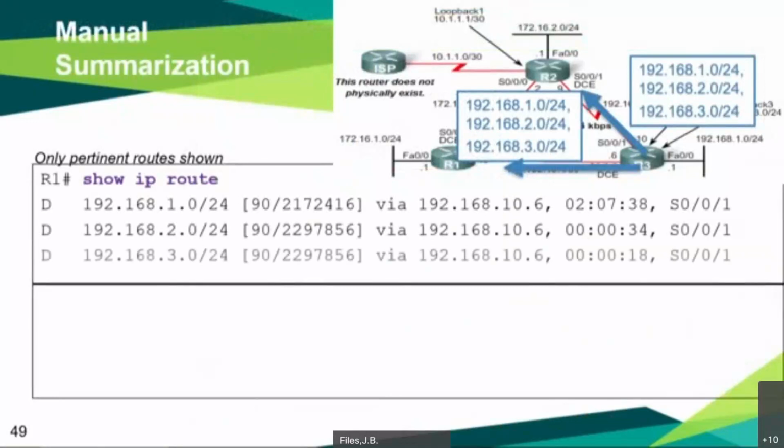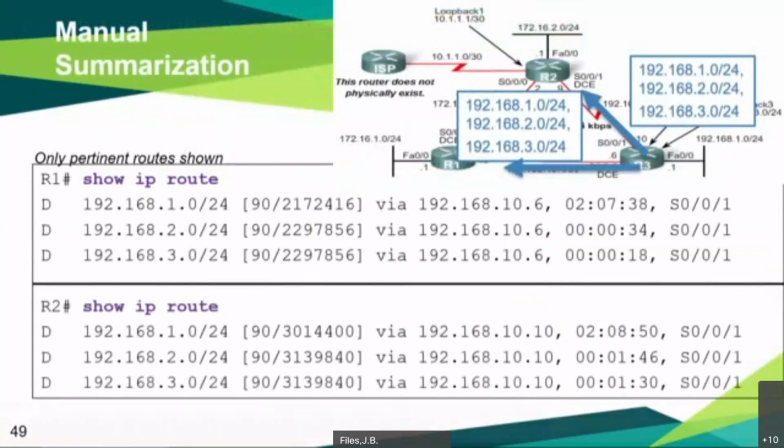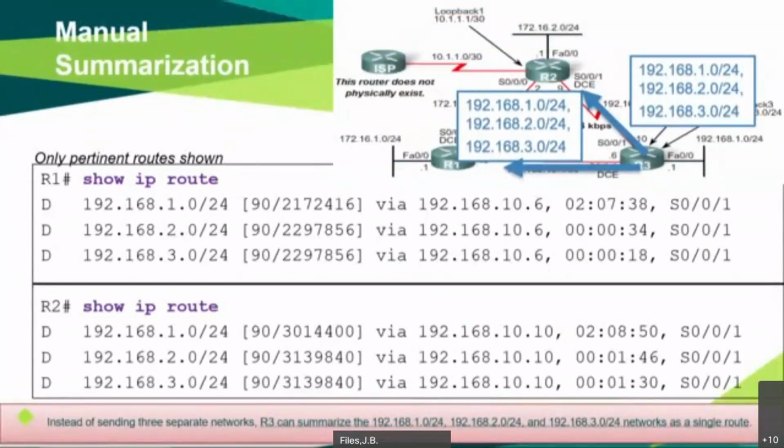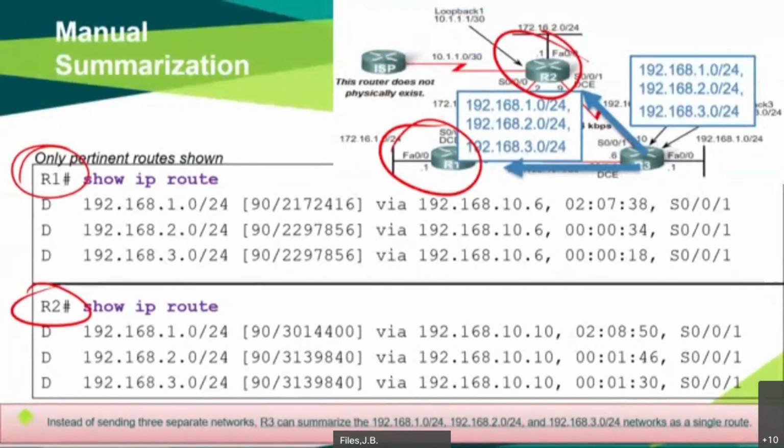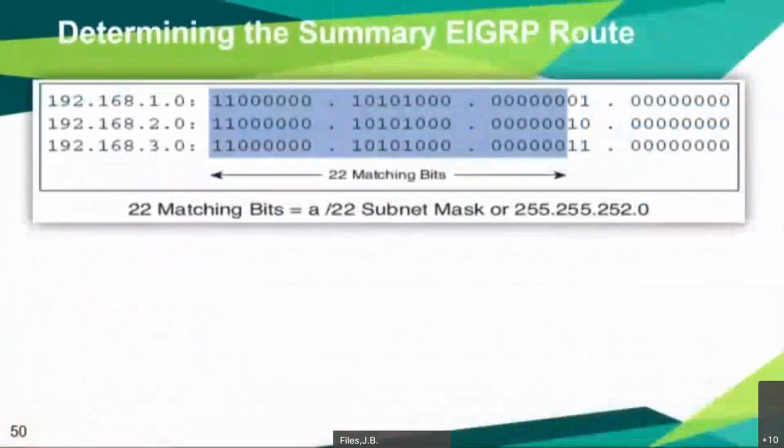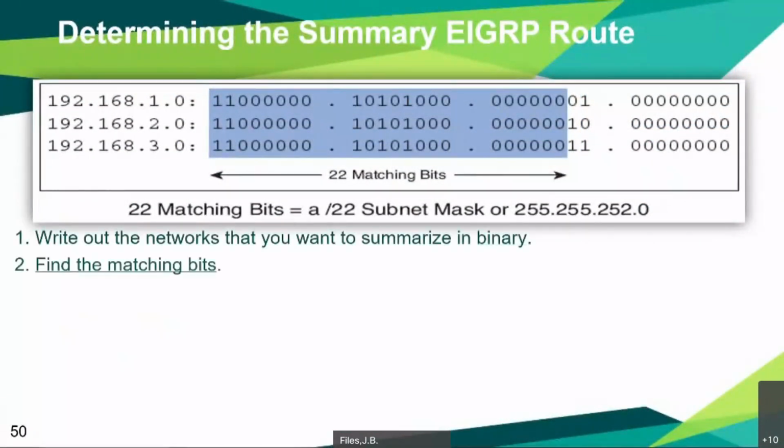Okay. So here we've got a slightly different topology. And R3 has these 3 routes connected to it, and it's advertising all of them, right? So if we look at the routing table of R1 and R2 over here, we can see all 3 routes are there. So we want to summarize this. Instead of sending all 3 routes, let's summarize them into one route. But we've got to figure out what route we're going to summarize, okay? So we write them in binary. We figure out what the matching bits are. We have 22 of them. Okay, so we know we're going to have a /22.